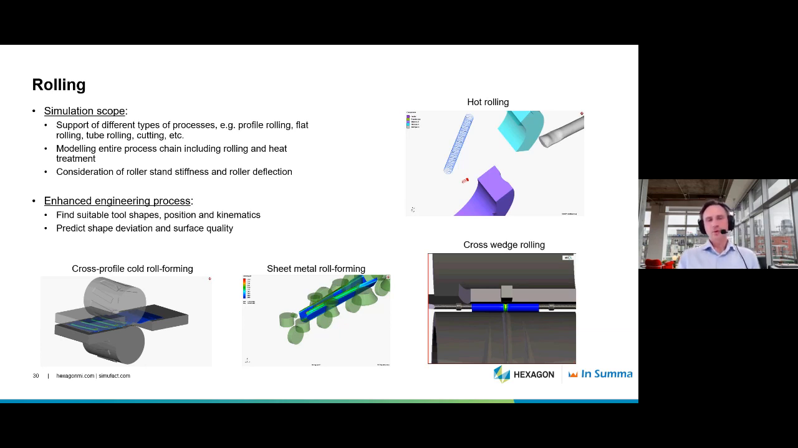And then, of course, you can look into the shape of the part, look at the deviation of the shape of the part from the design specifications, from the CAD geometry, and see what you can do to improve that.